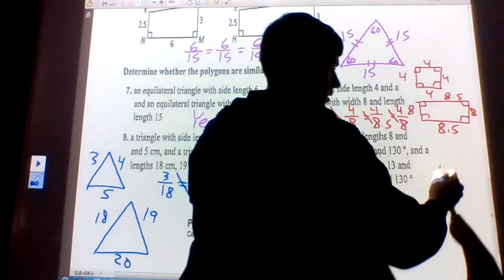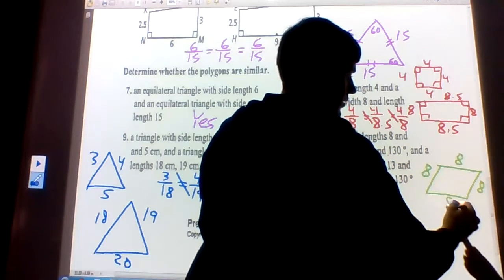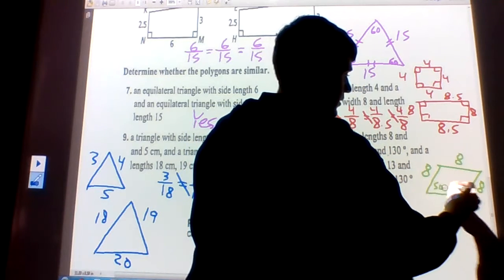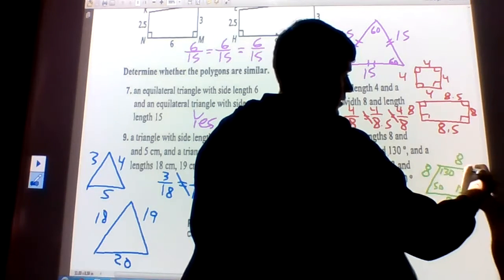Okay, a rhombus with side lengths 8 and consecutive angles 50 and 130. So let's draw that. We have a rhombus, 8, 8, 8, and 8. Consecutive angles are 50 and 130. So then these are also going to be 50 and 130.